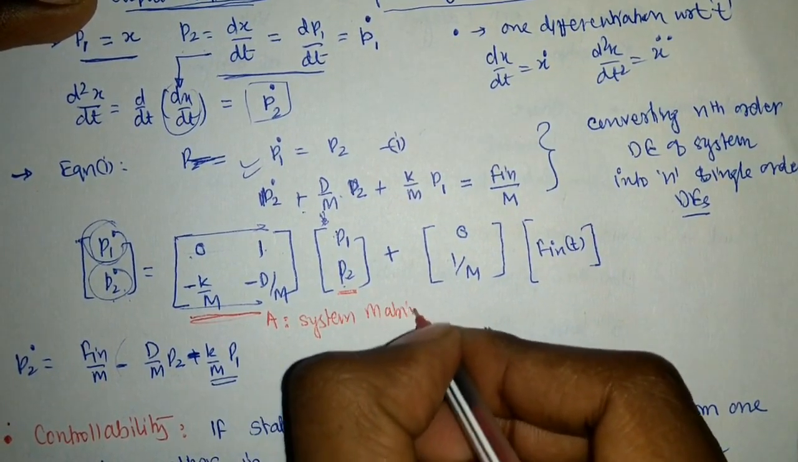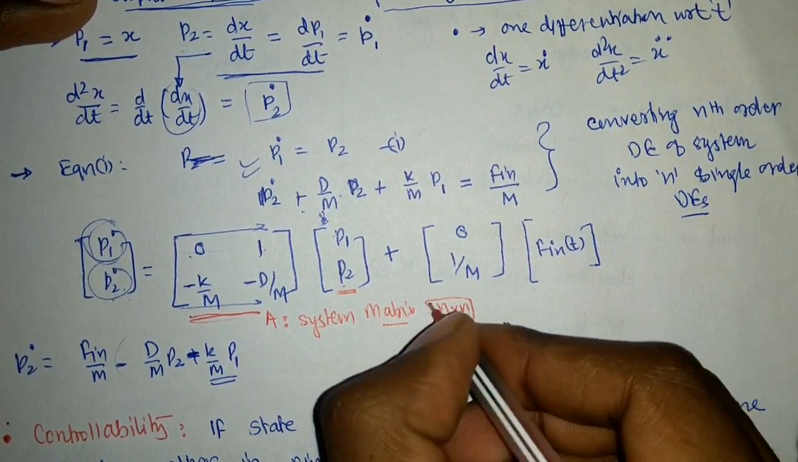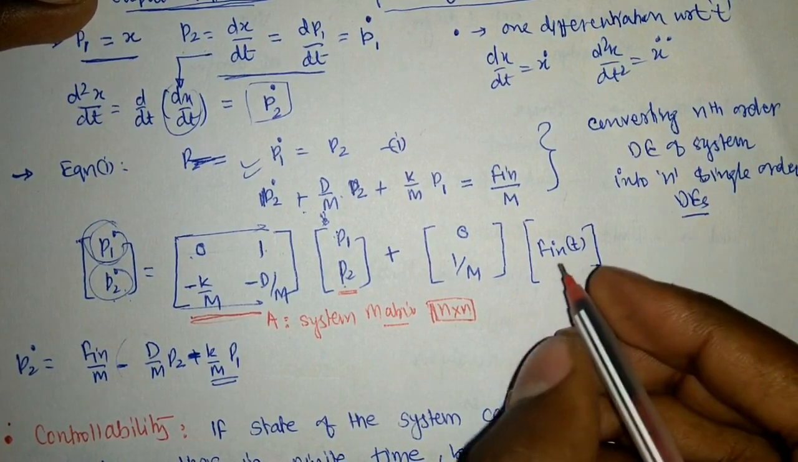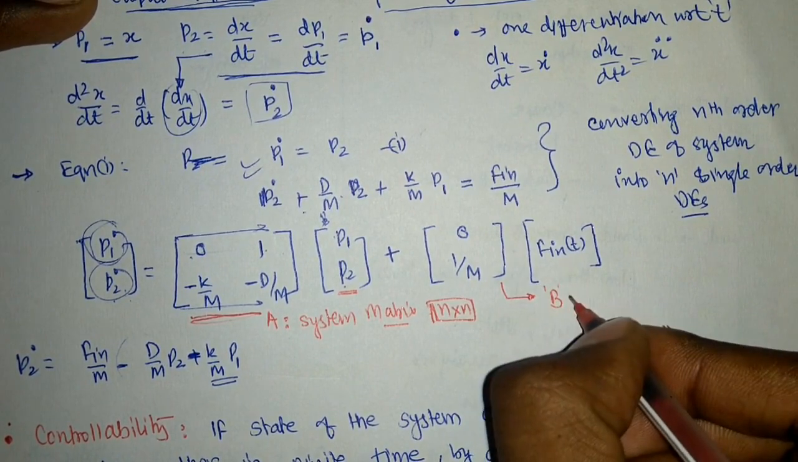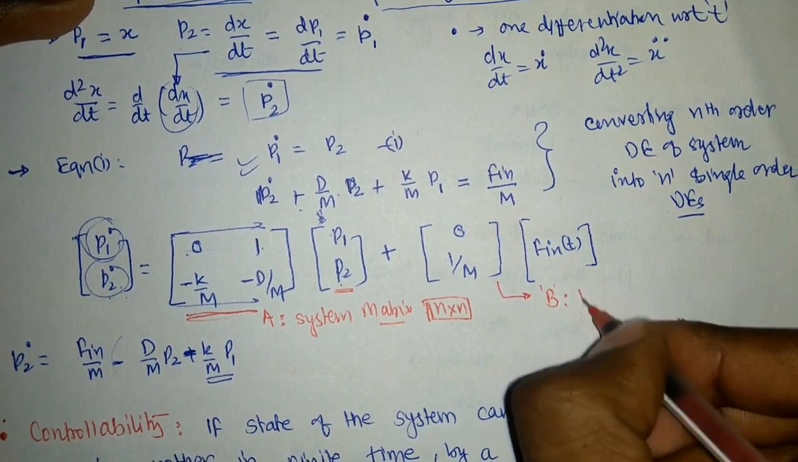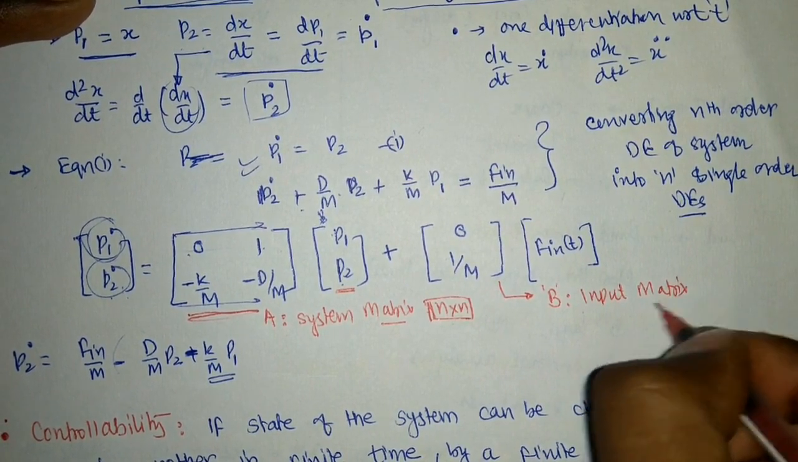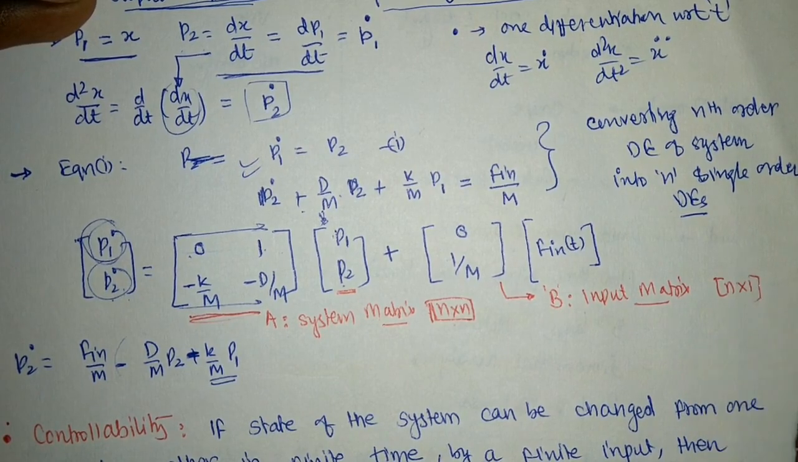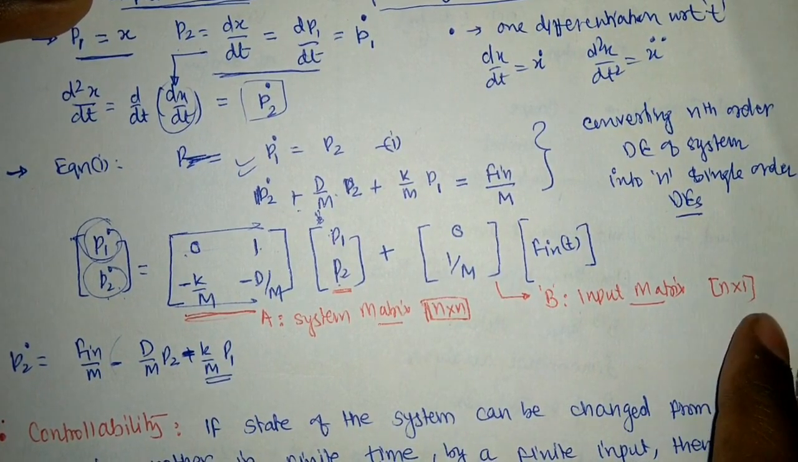System matrix. Now what is the order of a system matrix? It is always going to be an n by n square matrix if n is the order of my differential equation, or if n is the order of my system. Then this is known as matrix B, and we call it the input matrix because we are multiplying it with our input. Its order is always going to be n cross 1. So if n is the order of my differential equation, it is always going to be n cross 1.